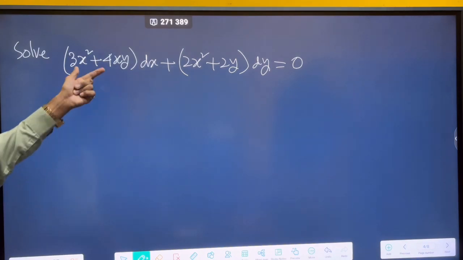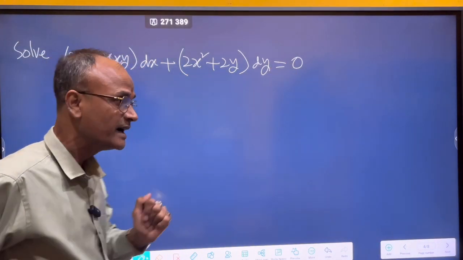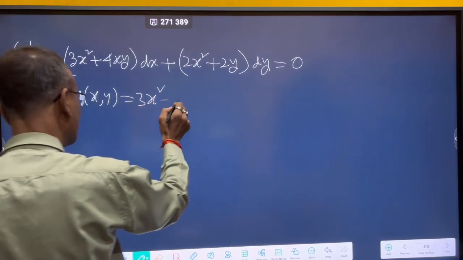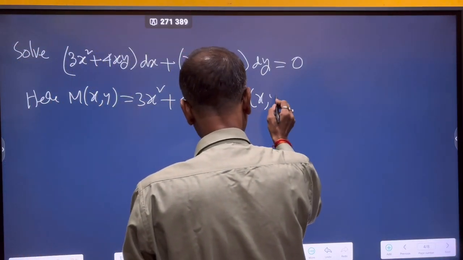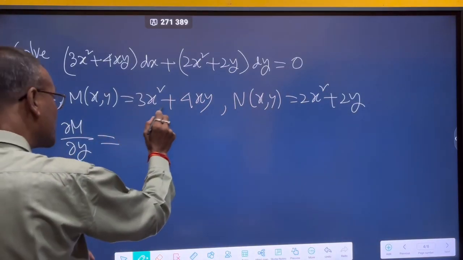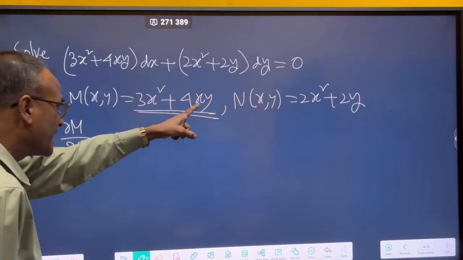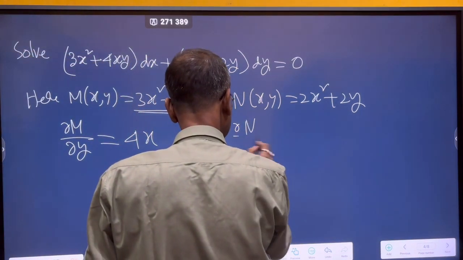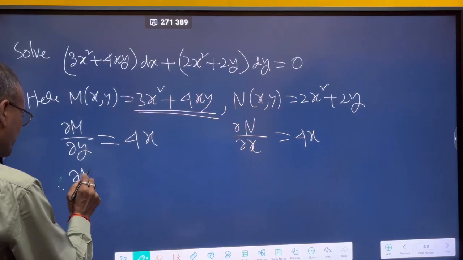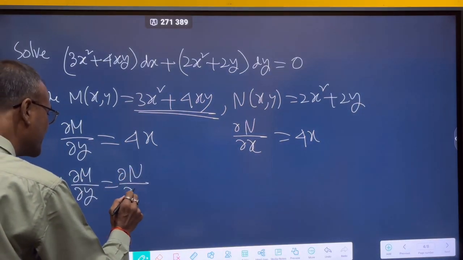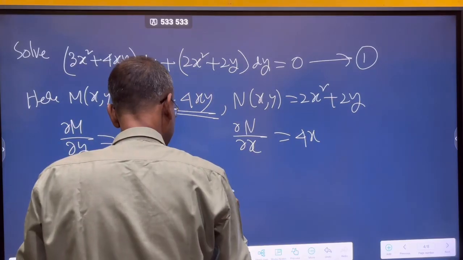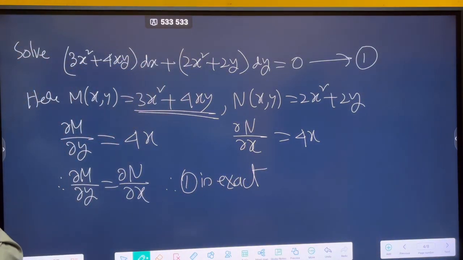Compare this equation with M dx plus N dy equal to 0. Here M equals 3x square plus 4xy, N equals 2x square plus 2y. Del M by del y, with respect to y, treating x as constant, it will be 0 and it will be 4x. Del N by del x, with respect to x, 2x square will be 4x and 2y will be 0. Therefore, del M by del y equals del N by del x. Suppose this is number 1. Therefore, the given differential equation 1 is exact.